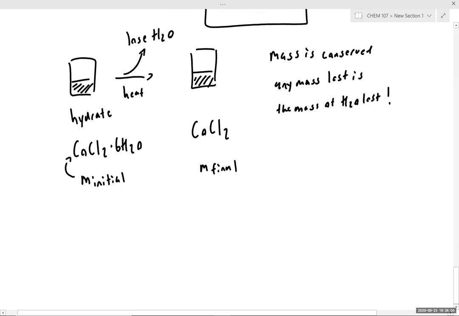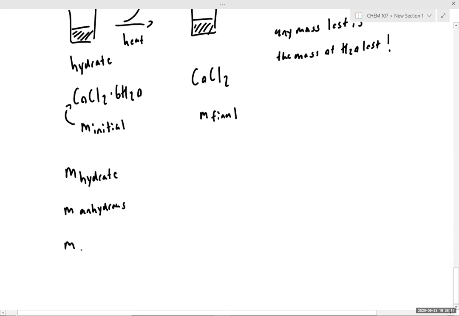So then, we can record the mass of our hydrate. We can record the mass of our anhydrous sample. And we can figure out the mass of our water lost by taking the mass of our hydrate minus the mass of our anhydrous sample. So now we have the masses provided. Okay.